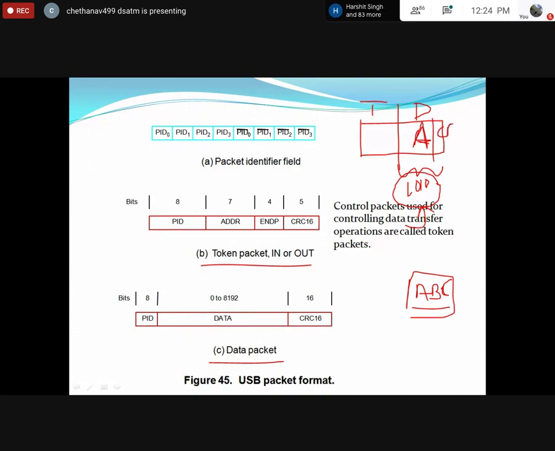CRC code. What's that CRC code? Cyclic redundancy checksum. Suppose I give you one example. Suppose you have 1010. Now I'll add all the bits. What do I get? 0 plus 1 is 1. 1 plus 0 is 1. 1 plus 1 is 0 with carry 1. So I am going to add the CRC code as 0 here.